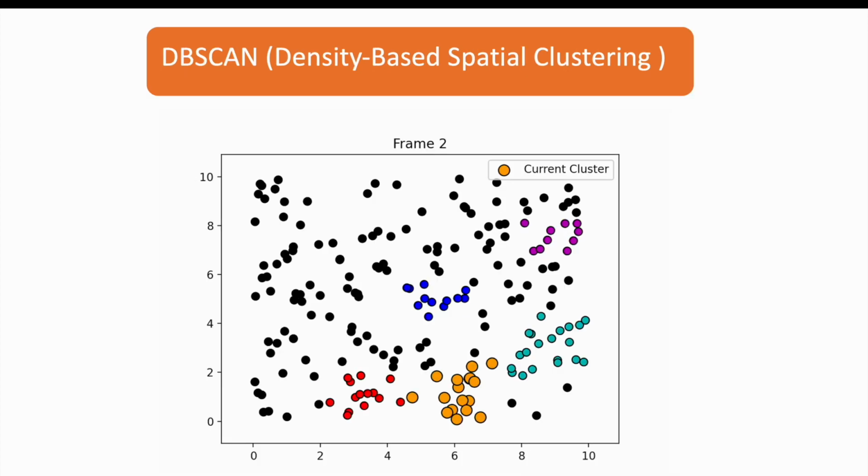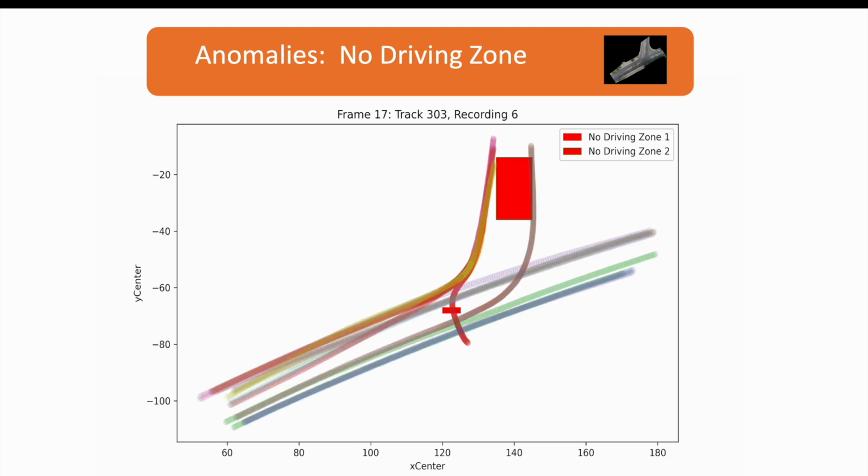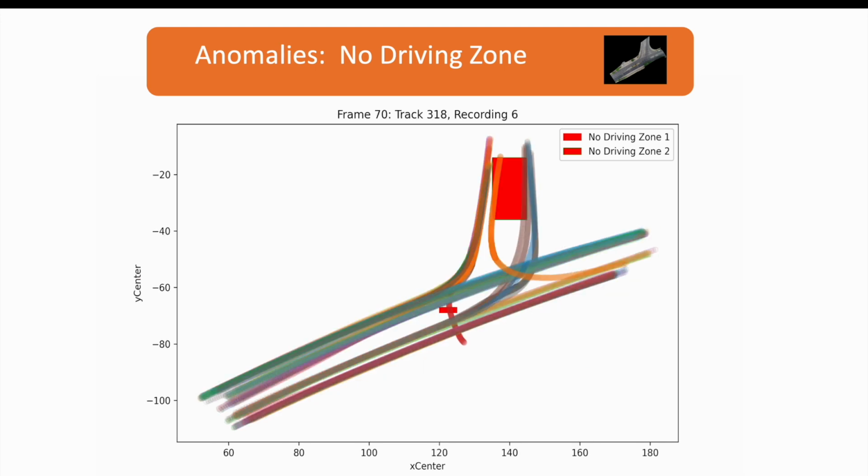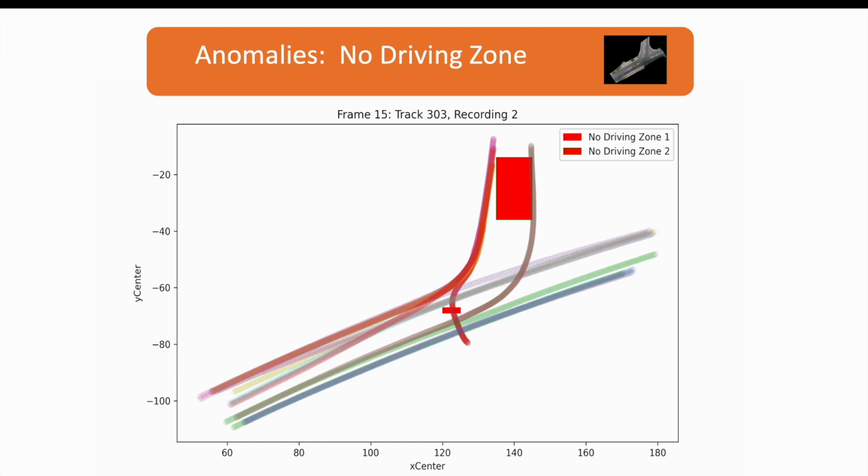Then we also use DBSCAN, a density-based spatial clustering, where you can see the clusters are formed with certain minimum distance and minimum number of points. And based on that, we identify the no driving zone. So you can see no driving zone 1, no driving zone 2, the traffic is passing through that.